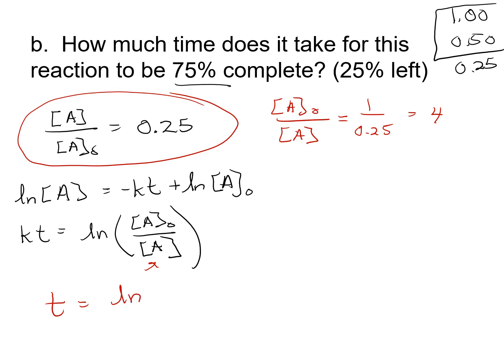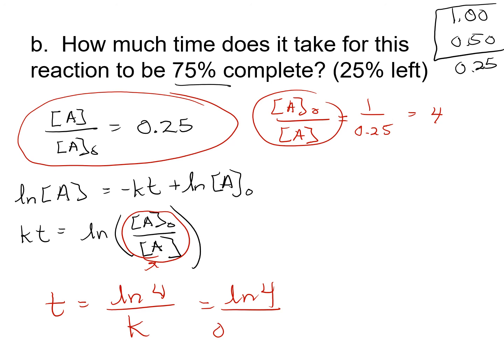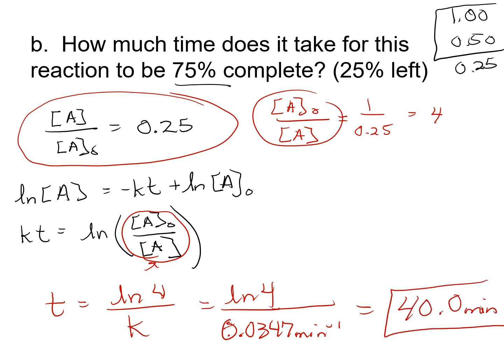So my time, I'm going to do a couple of steps here. I'm going to have the natural log of 4, which I got just up here, divided by k. This is the same problem that we just calculated the k for. So we have the natural log of 4 divided by 0.0347 per minute. Let me rewrite that. And do your math, and you're going to get a value, once rounded to 3 sig figs, of 40 minutes. So the time for this reaction to be 75% complete will take 40 minutes.